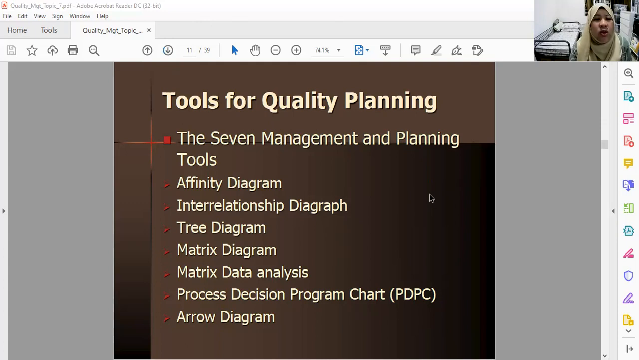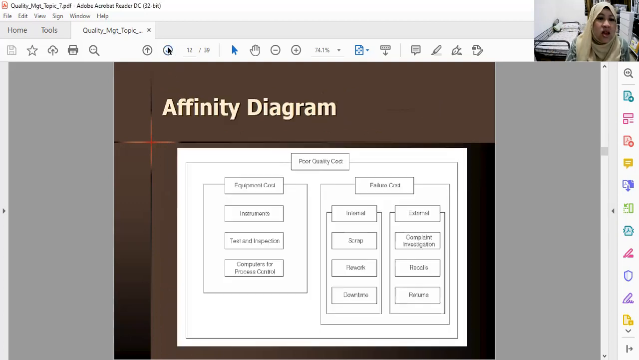They have 7 tools of this quality management, quality planning. The 7 management and planning tools are the affinity diagram, interrelationship diagram, tree diagram, matrix diagram, matrix data analysis, process decision program chart, which is called PDPC, and also the arrow diagram. Some of these diagrams, for example the tree diagram, are very familiar to you all. It is like a diagram shaped like a tree. So this is the affinity diagram.